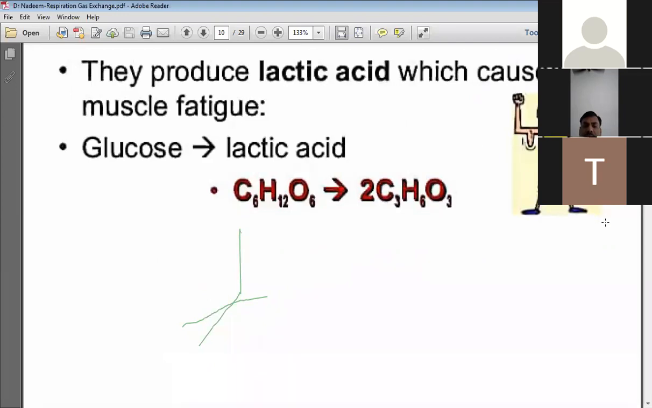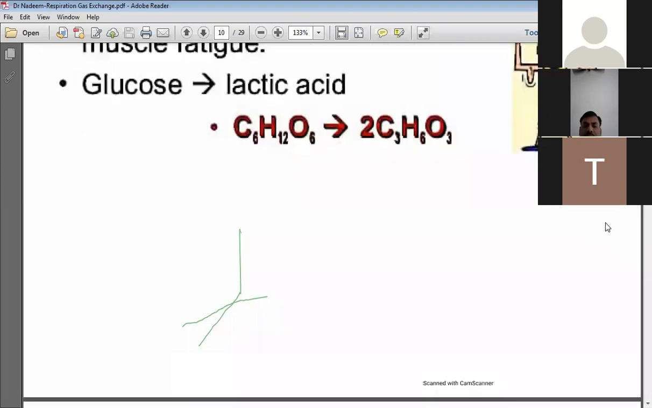Those persons who are exercising heavily, especially in the gyms, produce more and more lactic acid. It leads to muscle cramps, that is muscle pain. Normally in our muscles, it is converted into pyruvic acid. When it is produced in excess amount, it will lead to muscle pain.